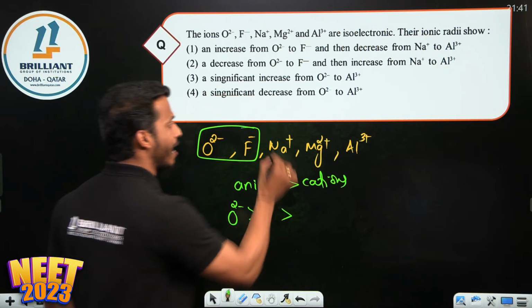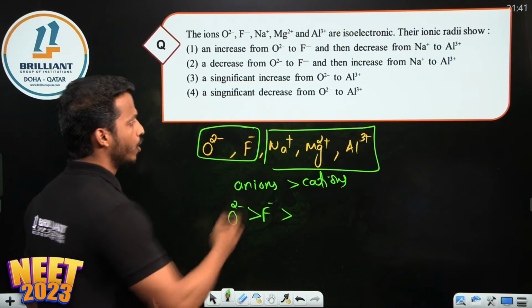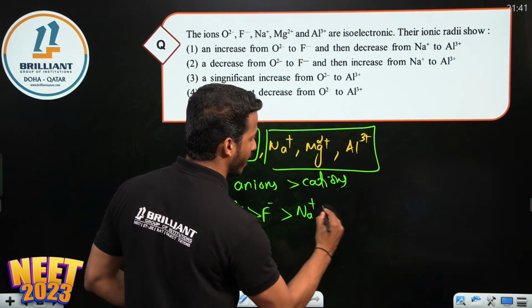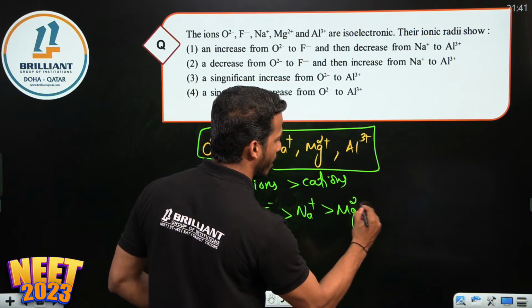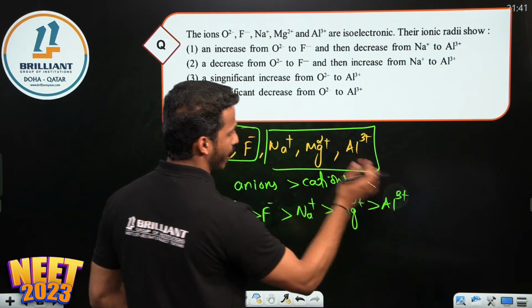But in the case of cation, as the charge increases, size decreases. So we can say Na plus has the biggest size, then Mg2 plus, and the least is Al3 plus. This is the order of the size of their ions.